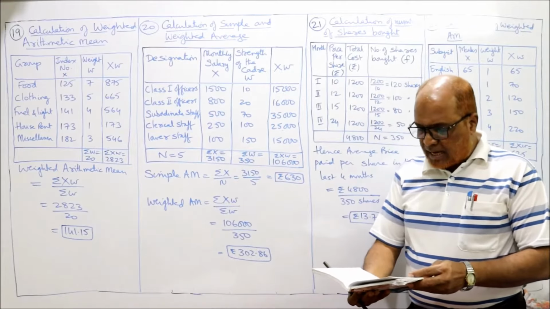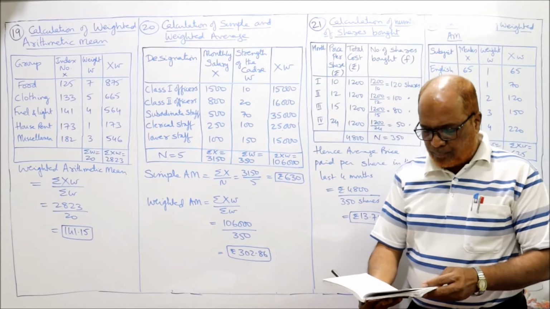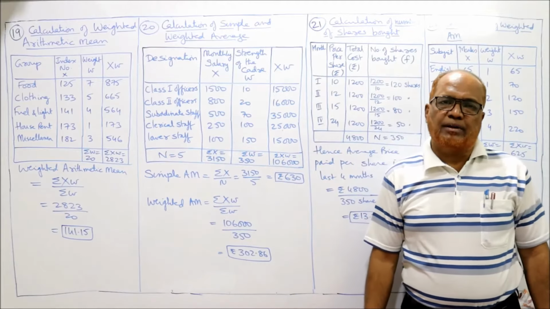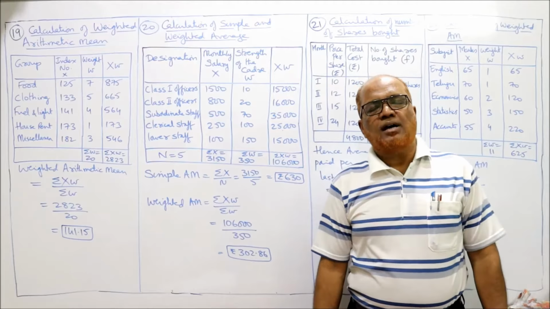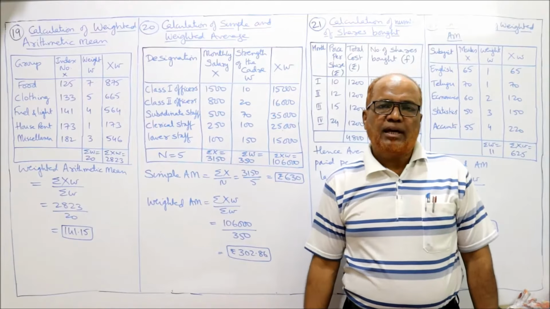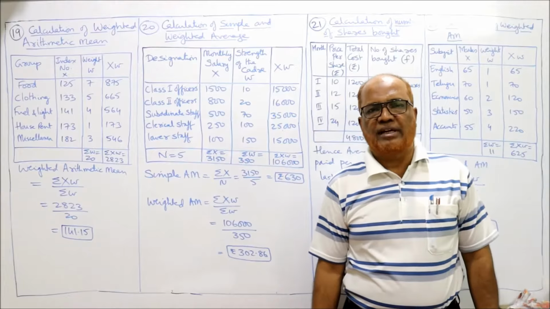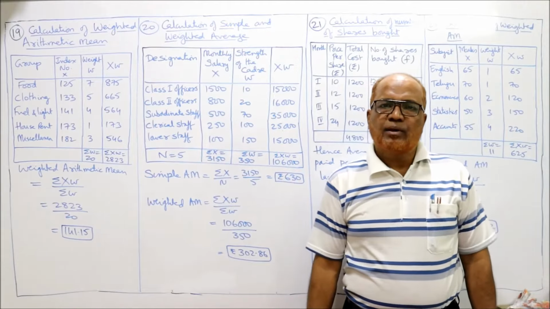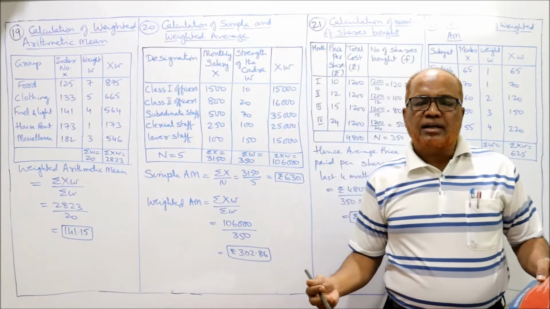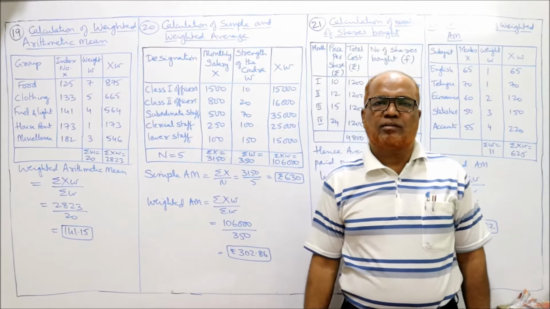Compute the weighted arithmetic mean of the index numbers from the data given below. So first time we are applying the formula for weighted arithmetic mean. So two types of arithmetic means are there: simple arithmetic mean and weighted arithmetic mean. In weighted arithmetic mean, simply we multiply the values with the weights. We find the product of the weight. Because all the items for which we are calculating the arithmetic mean will not be of equal importance.